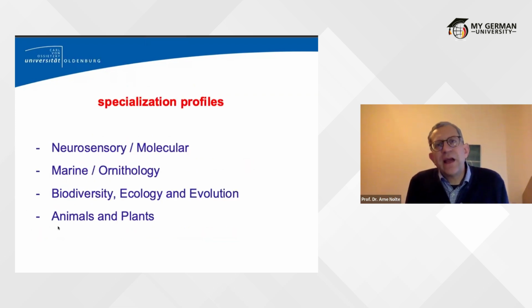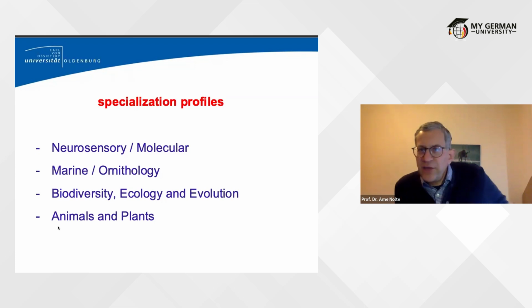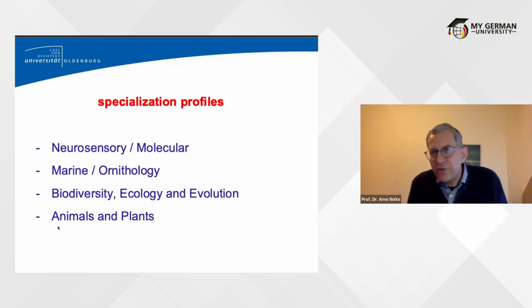Then finally, I want to highlight that with the breadth of research topics that are represented at our university, we offer specialization profiles. At the end, the degree you get will be a master in biology, but you can have a focus on neurosensory or molecular biology. You can focus on marine biology, on ornithology, on biodiversity, ecology, and evolution. And you can have a focus on animals and plants. So we are indeed very broad.